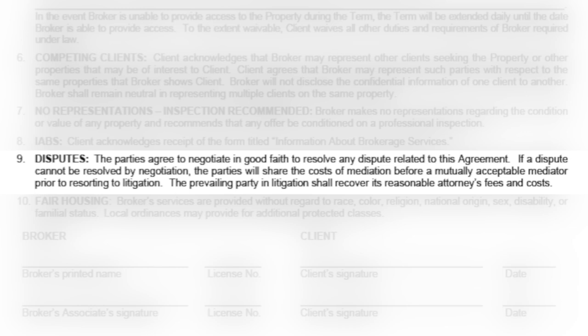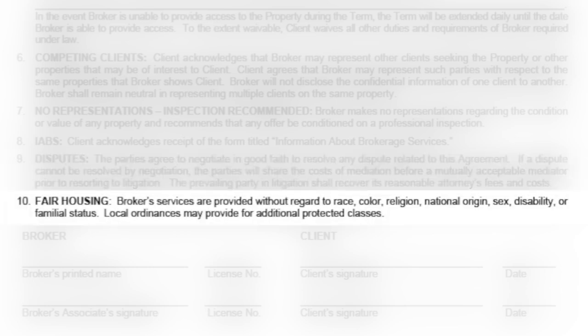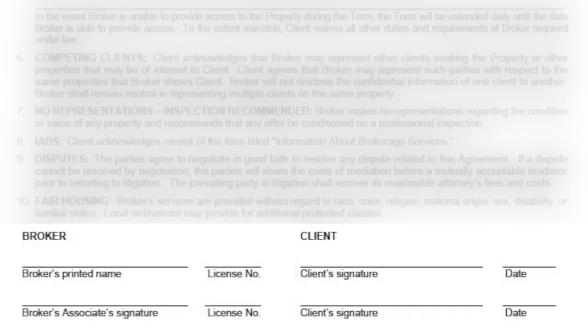The ninth section is disputes. Review how disputes will be resolved. The path is negotiation to mediation to litigation. The tenth section is fair housing. We note that all services are provided equally to all. Note that the form needs the broker's printed name and the broker associate signature.